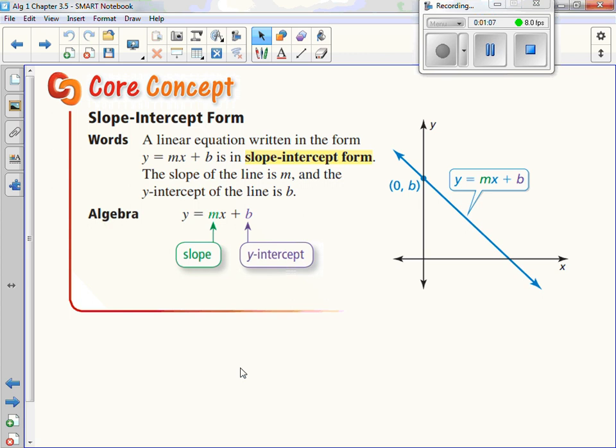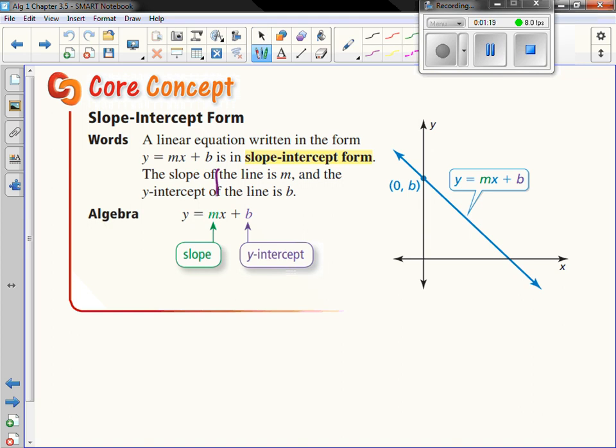So if we have it written in the form y equals mx plus b, it will give us the slope and it will give us the y-intercept every single time. The number in front of the x will be the slope, and b, the number added to it, will be the y-intercept as long as we have it in the form y equals mx plus b. Y is by itself, and the value of y is positive.